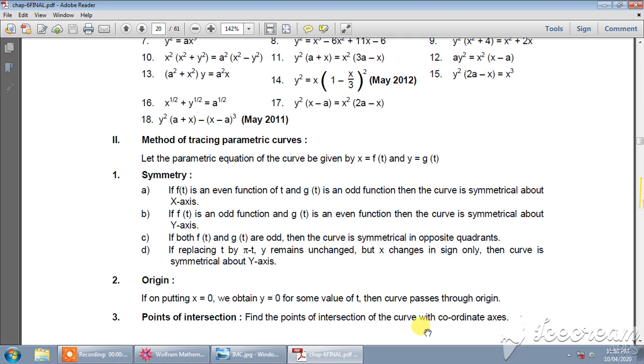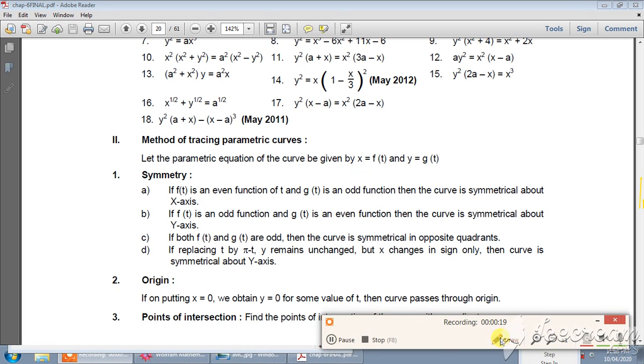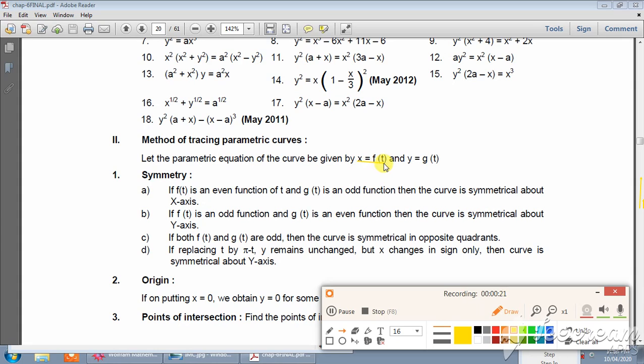Now let us deal with the last part of this unit, that is curve tracing. And here, in the third part, we are going to discuss the method of tracing parametric curves. So let us first discuss what parametric curves are. Parametric curves are of this type: x is in terms of theta or t, and y is also in terms of parameter theta or t.